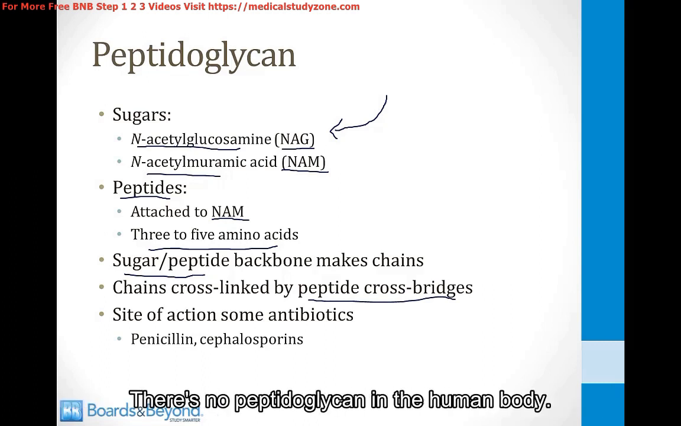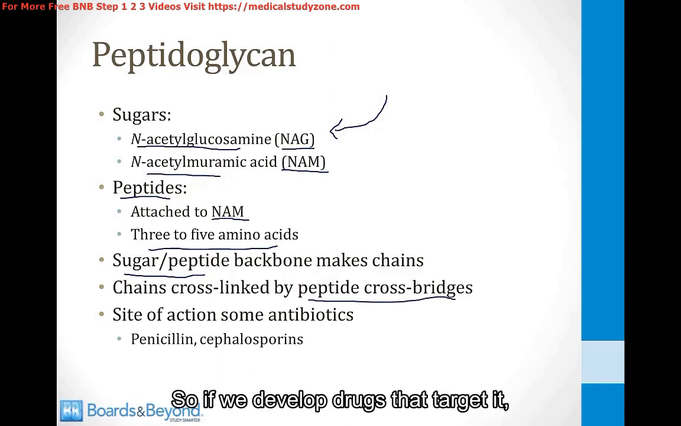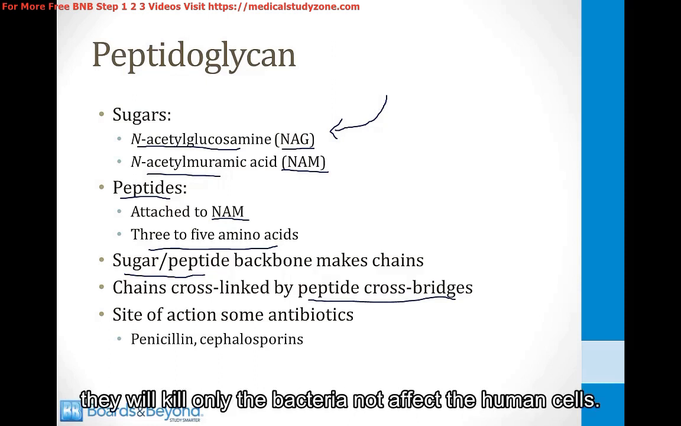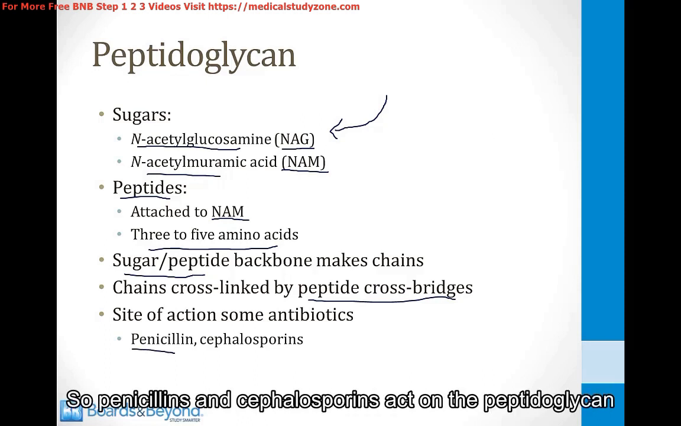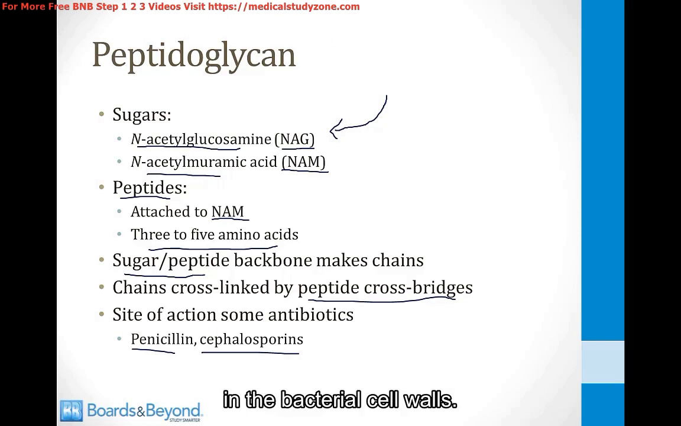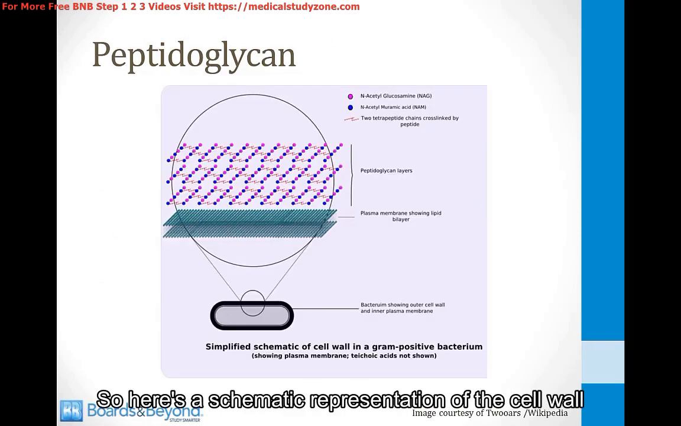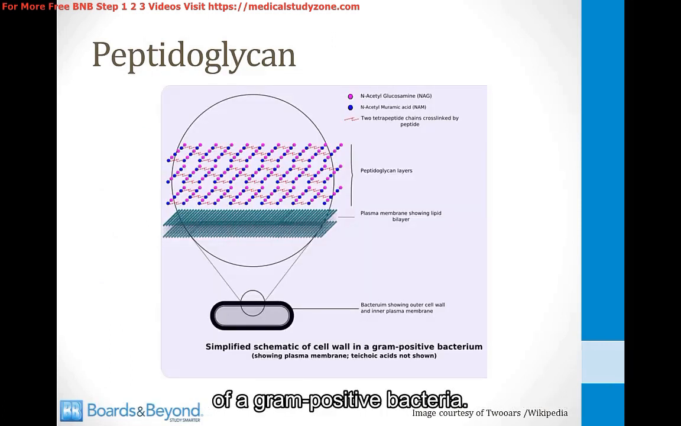There's no peptidoglycan in the human body, so if we develop drugs that target it, they will kill only the bacteria and not affect the human cells. So penicillins and cephalosporins act on the peptidoglycan in the bacterial cell walls. Here is a schematic representation of the cell wall of a gram-positive bacteria.